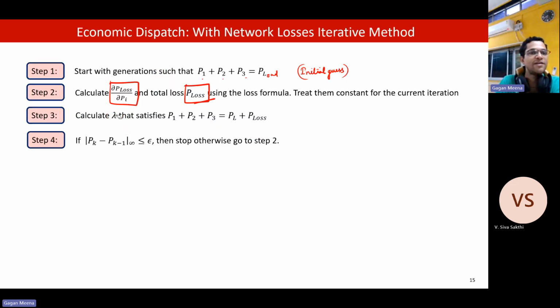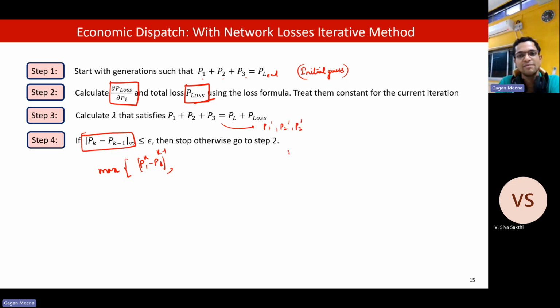Then we find out the difference. This is called a norm, the infinity norm. Suppose there are 3 generators. So this means the maximum of the absolute value of P1^k minus P1^(k-1), the previous iteration. So if we get P1 dash, P2 dash, P3 dash from here, then this will be the maximum of the absolute values of P1 dash minus P1, P2 dash minus P2, and P3 dash minus P3.